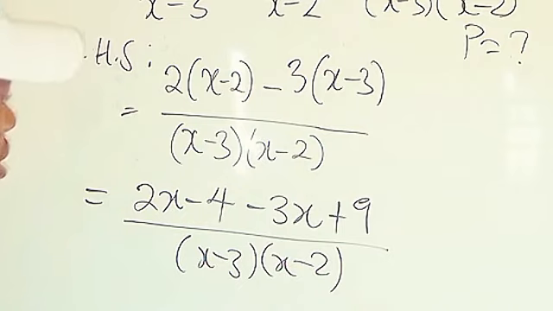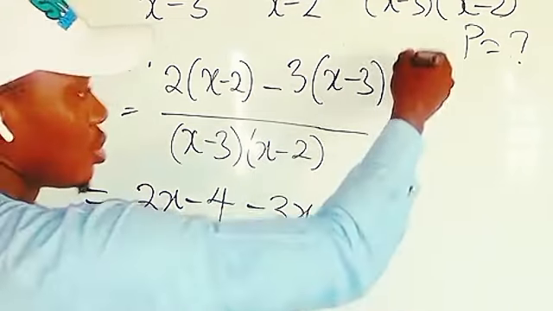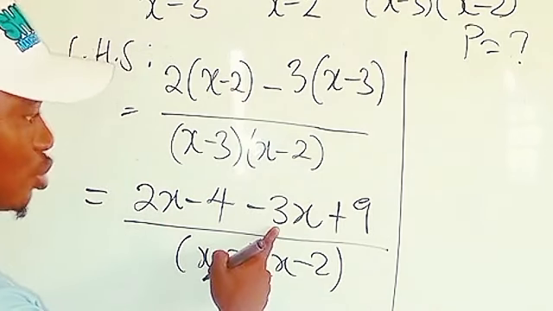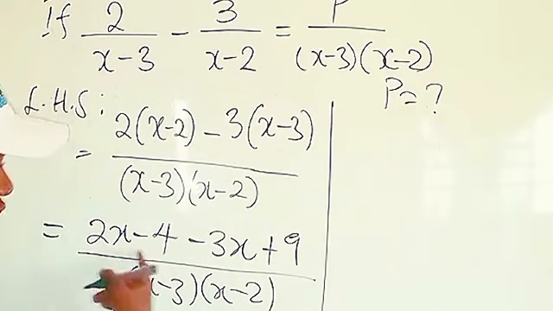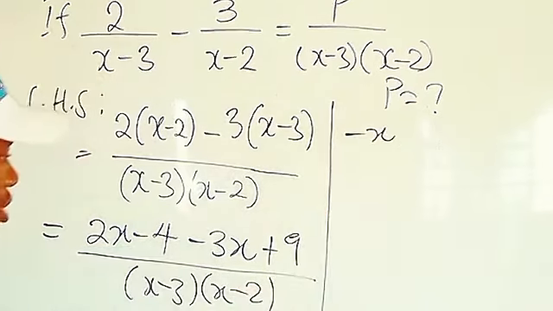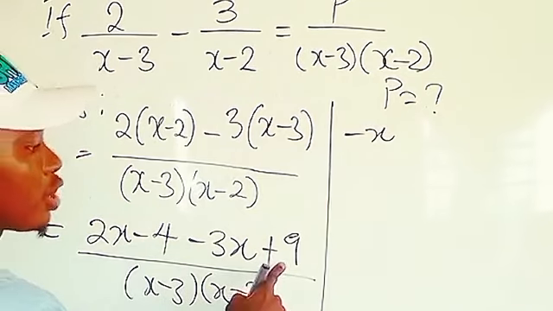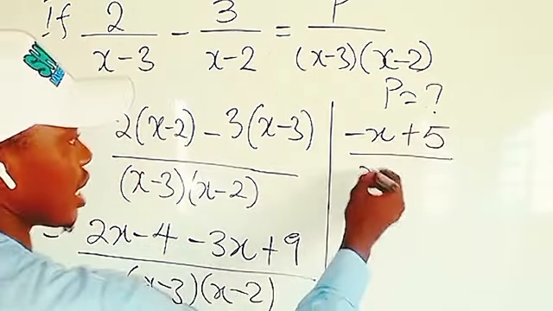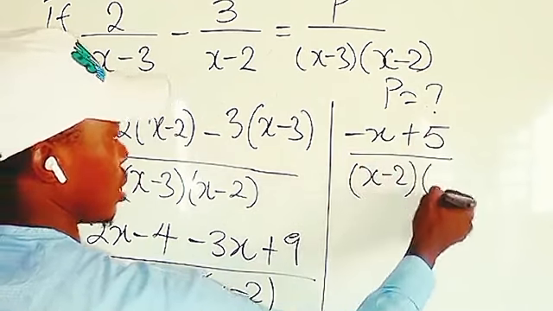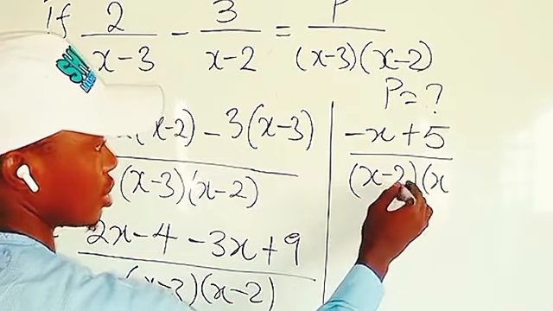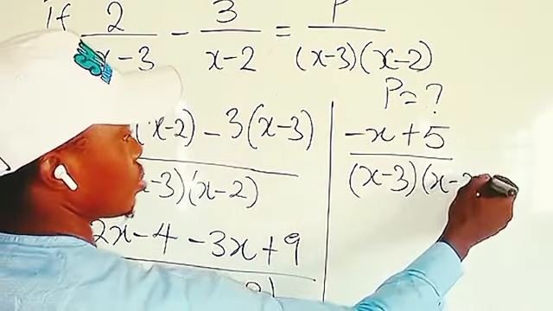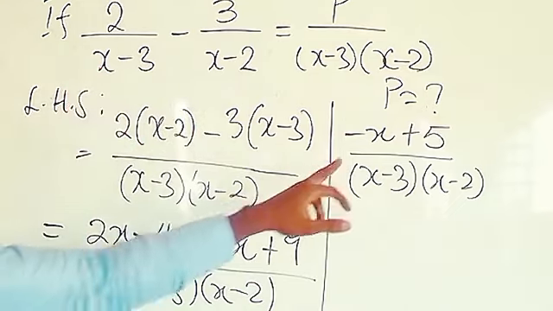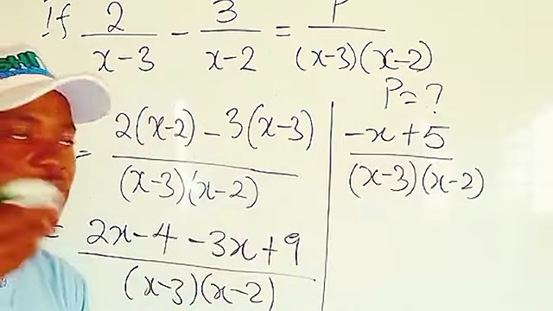Are you following? So now from there, we should collect the like terms. 2x minus 3x is going to give us minus x, right? Then minus 4 plus 9, we are going to have plus 5, then divided by (x minus 3)(x minus 2), right? So therefore, this is what the left hand side gave us: minus x plus 5, or you say 5 minus x.